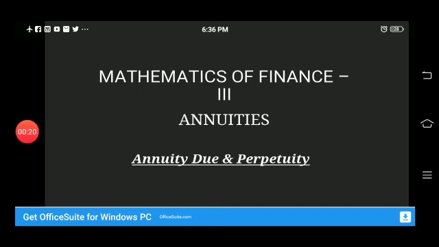This chapter is the continuation of the previous one, that is Mathematics of Finance 3, in which we will discuss annuities. We have already discussed the ordinary annuity in detail, how we can find the sum of the ordinary annuity and its present value. In this lecture, we will study in detail the annuity due and the perpetuity: how we can find the sum of the annuity due, its present value, and how we can find the perpetuity.